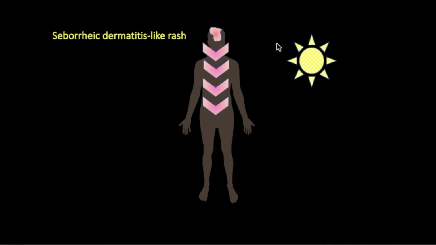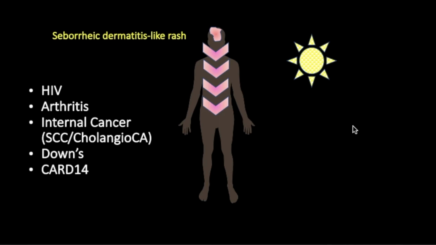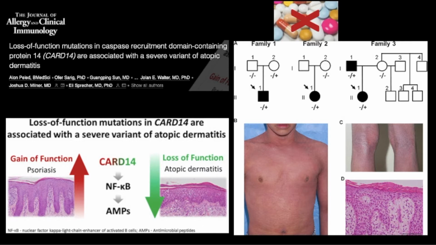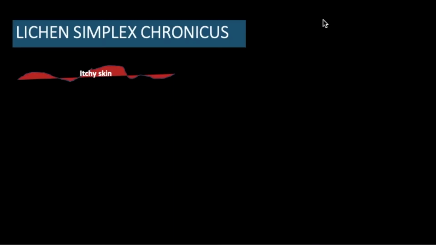body. It is usually worsened by sun exposure and is associated with HIV, arthritis, internal cancers like SCC and cholangiocarcinoma, Down syndrome, and CARD14 mutation. In CARD14 mutation patients, the mutation is usually related to the NF-kappa B pathway, and when there is gain of function we see psoriasis, but when there is loss of function we see atopic dermatitis. Usually this condition is found in families and affects young adults, and usually patients are resistant to therapy.